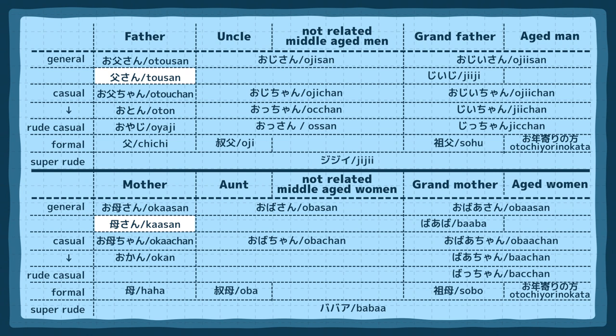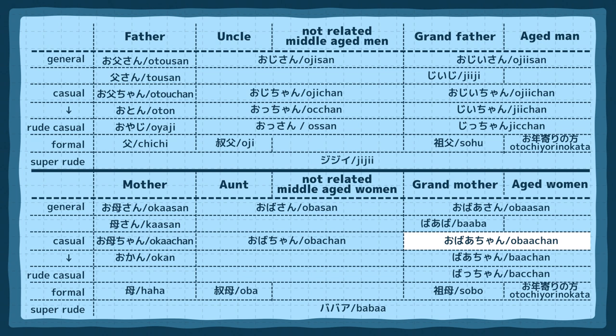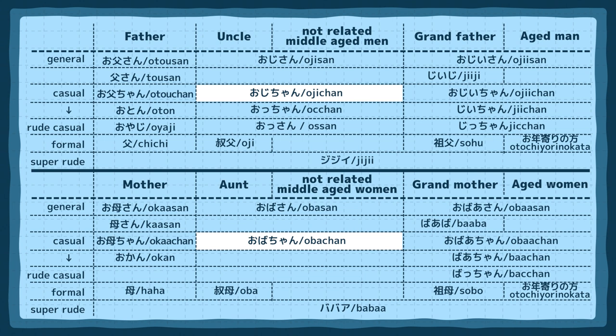And for those, ojiichan, obachan, obaachan. You can use chan instead of san. You can use these to unrelated middle-aged people, but better know them in person. Some people might feel like it's too friendly.